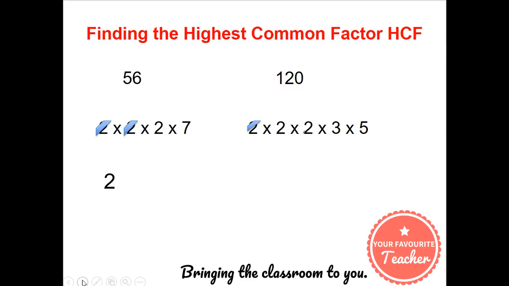And I keep doing that process one at a time. And every time I find a number that is common in both, I set it aside. I can see that there's another 2 in both. I set that aside, and there are no more numbers on the left that are the same on the right. So I've finished finding my highest common factor by multiplying 2 times 2 times 2, which is 8 in this case. So the highest common factor of 56 and 120 is 8.